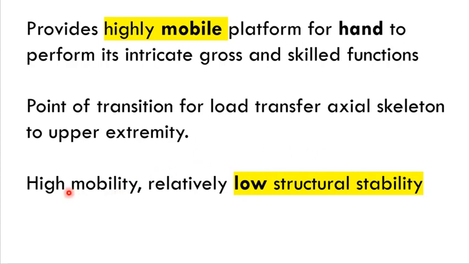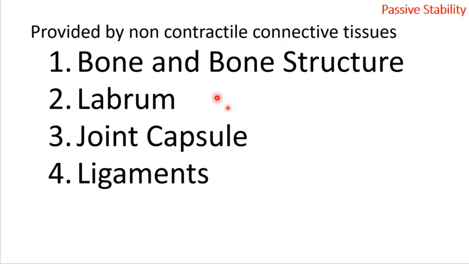But we have high mobility, relatively low structural stability, right? So that means that if something does go wrong in the connective tissue or muscle, you're kind of screwed because there's not that passive seatbelt, right? It's more of that aspect. But the four areas where the body's getting the connective is through the bone and bone structure. Even though it's low, it's still there. Labrum, joint capsules, ligaments, and the most important aspect is the muscle.